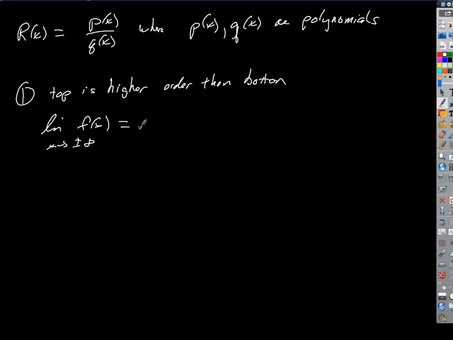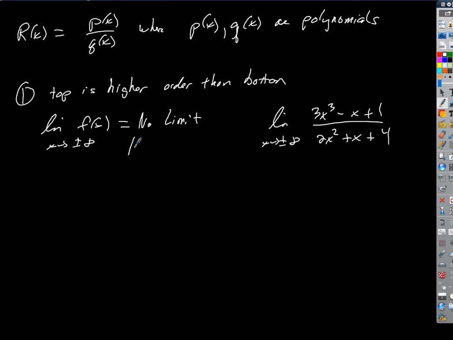The top is higher. What did we say about that? Remember, an example would be if we took the limit of 3x cubed minus x plus 1 over 2x squared plus x plus 4. What do we say about that? Yeah, we said there's no limit, right? We had to just look to see what the end behavior of each end was, but there are no asymptotes there, right? So there's no asymptotes.